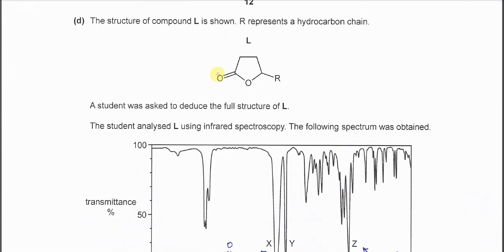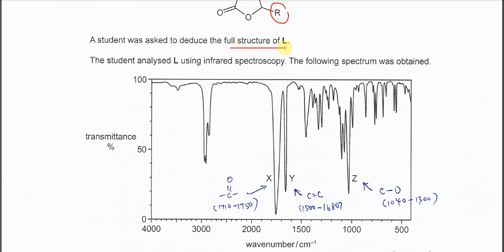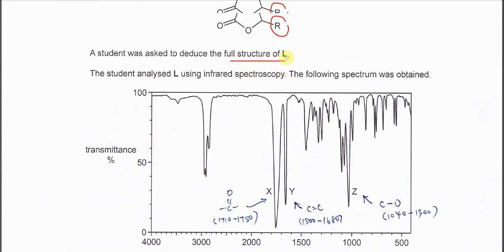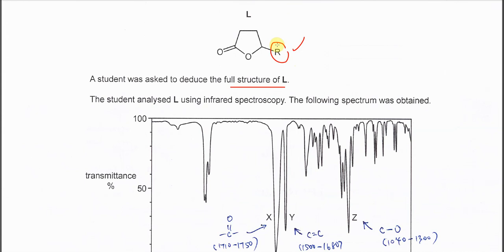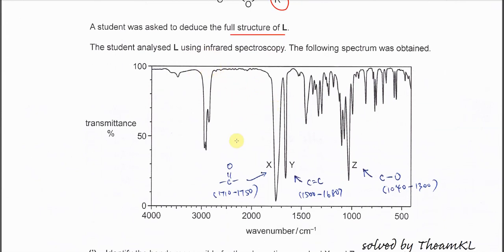Okay, part D, the structure of compound L is shown. The R represents a hydrocarbon chain, unknown, we have to find it out later. A student was asked to deduce the full structure of L, including the R part here, right? And the IR spectrum for L is given here. From this IR spectrum, you should be able to get a few pieces of info.